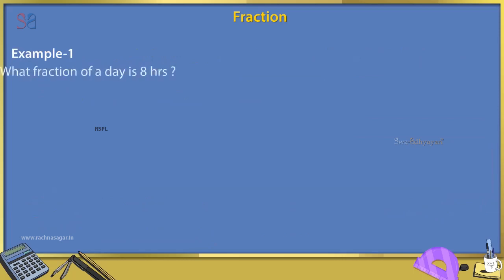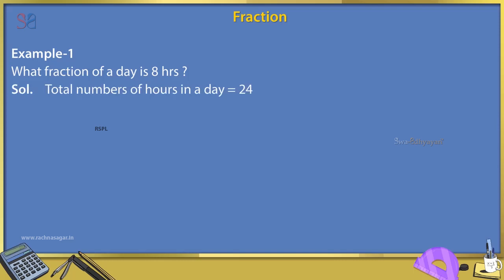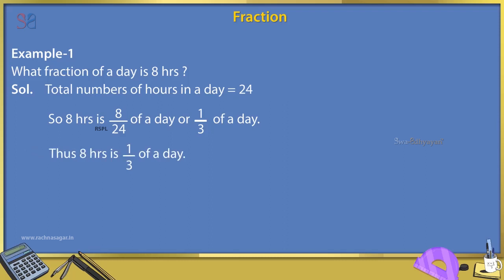Example 1. What fraction of a day is 8 hours? Solution. Total number of hours in a day is equal to 24. So, 8 hours is 8 by 24 of a day, or 1 by 3 of a day. Thus, 8 hours is 1 by 3 of a day.